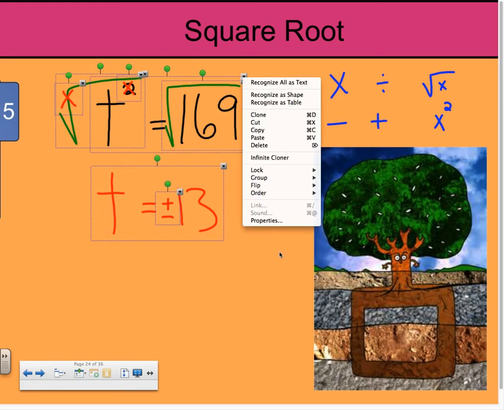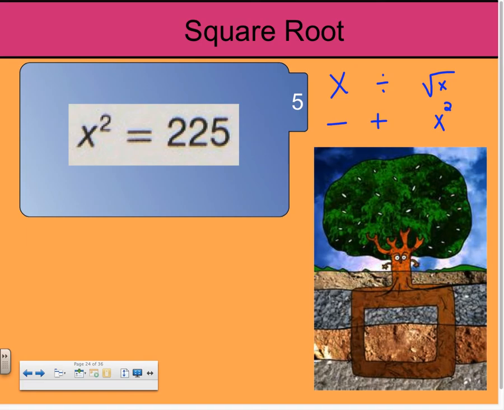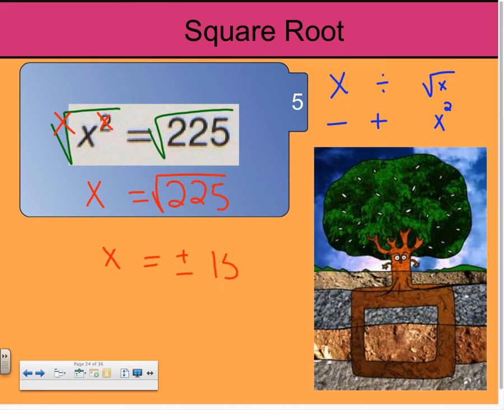Okay, let's do one more example. Here I have x squared equals 225. So let's treat this as an equation. What's being squared on the left side, I can undo by square rooting. If I have to square root on one side, I have to square root on the other side. Remember that a square root and something being squared will cancel each other out. I'm left with x equals the square root of 225. So x is going to equal 15, and that can be a positive or a negative 15.